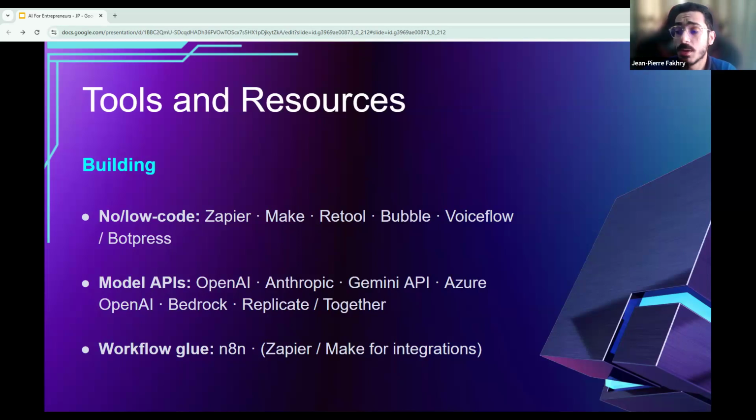And also, we already mentioned N8N, which is very well known, and this is what we call a workflow glue. And workflow glue, basically, guys, it describes the tool that connects your AI model to the rest of your product. So the data sources it reads from and the action it triggers and so on.